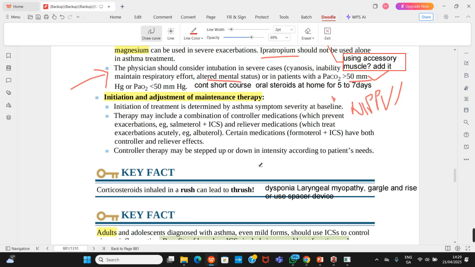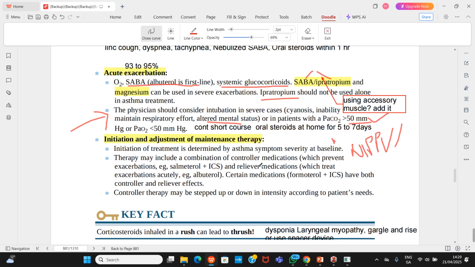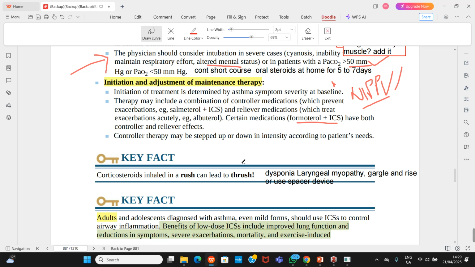So we have talked about the treatment. Sometimes you can just give formoterol plus ICS, very good. But if we don't see that in the question, just pick our reliever medication, which is albuterol, and administer inhaled steroid with it, and you move. That's it. If there's a need for respiratory support, maybe NIPPV, go and do it. Or there's a need for intubation, go and do it. Please look at the question very well to be sure before you pick anything.